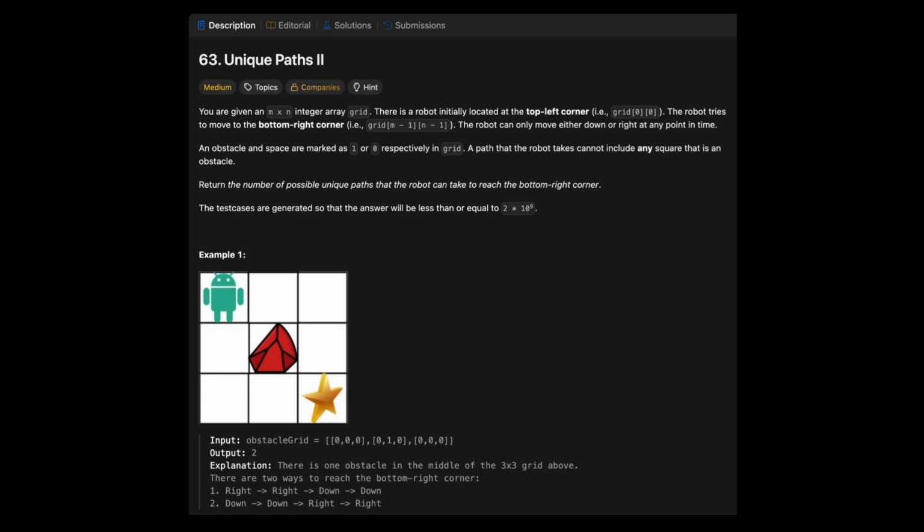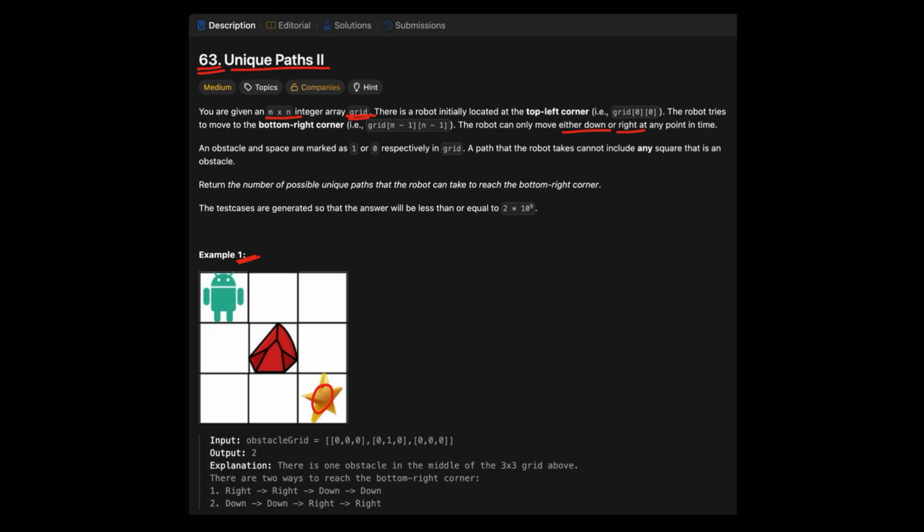Hello everyone, in this video we'll be solving problem 63, Unique Paths Part 2. The problem statement is: we are given an m by n integer array grid with some obstacles in it. We need to calculate the total number of unique paths from the starting point to the last point. We are only allowed to move in two directions, either downwards or towards the right.